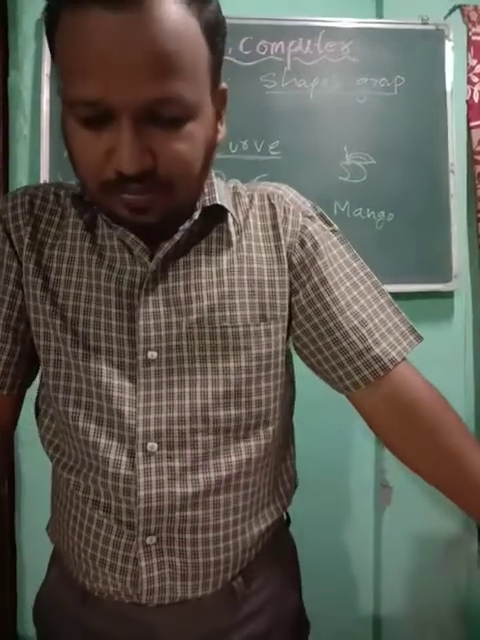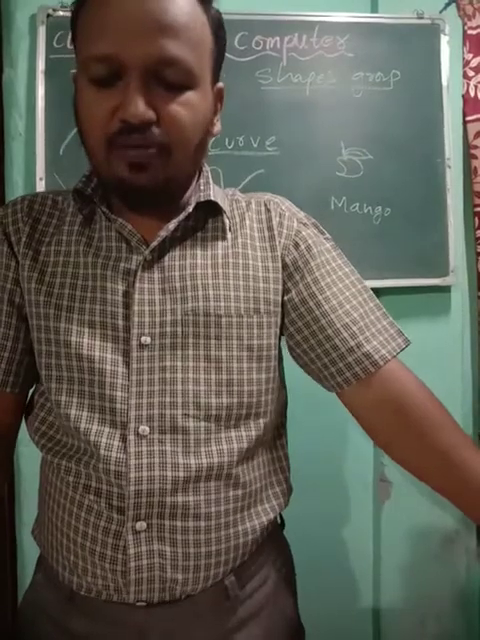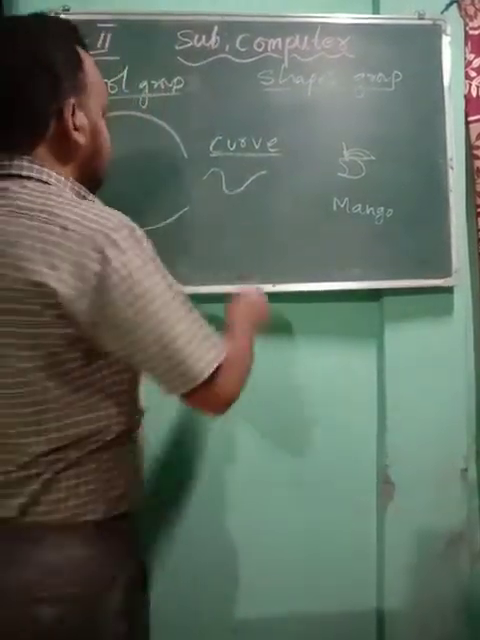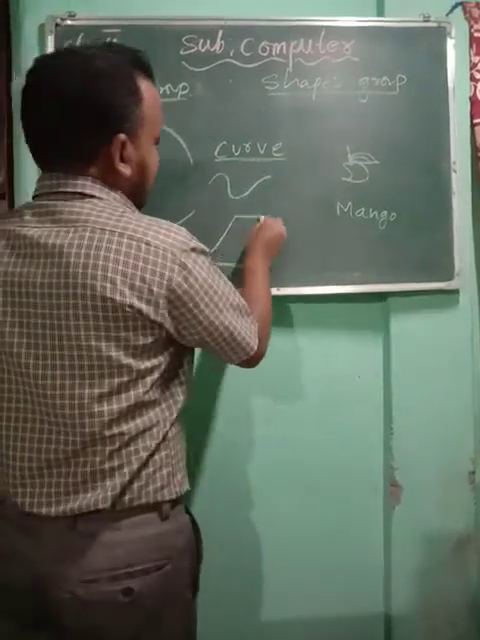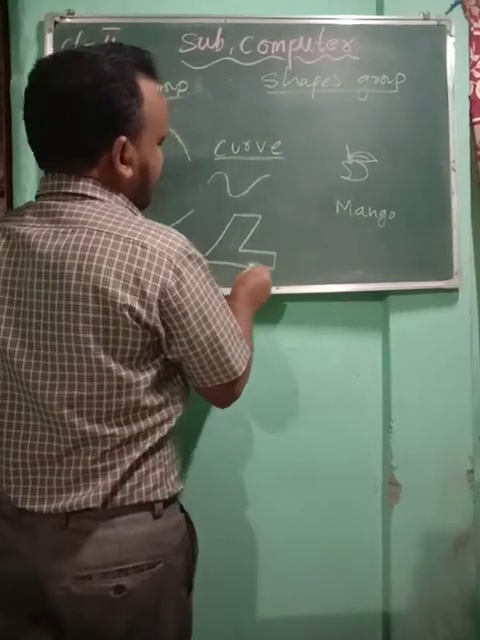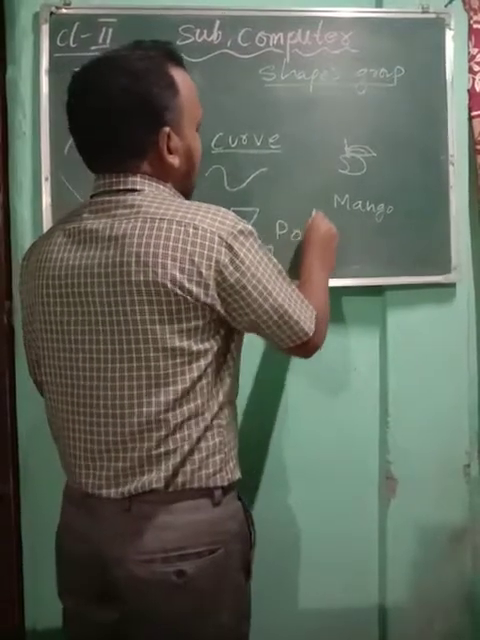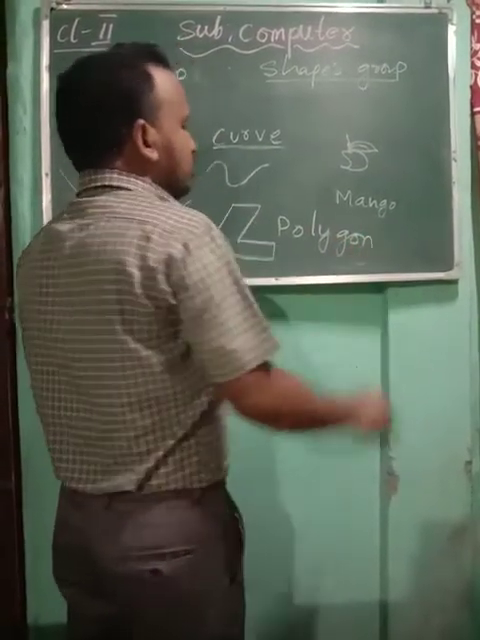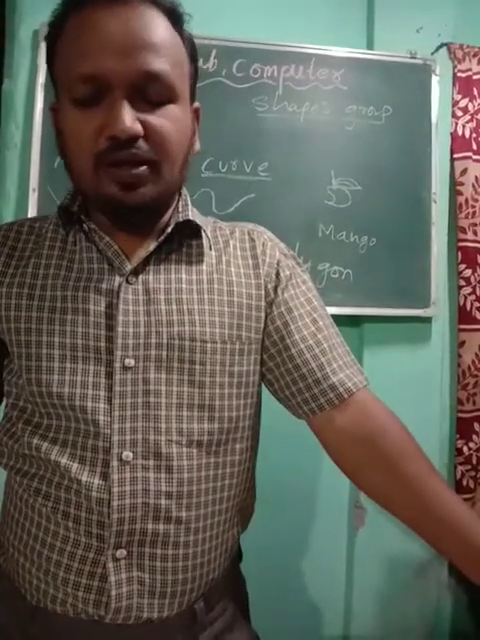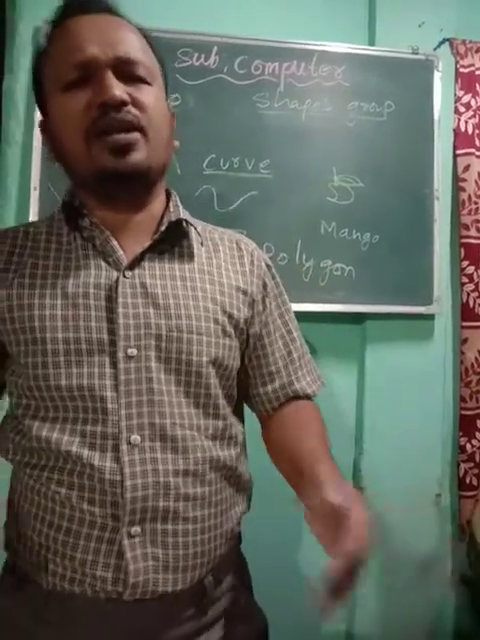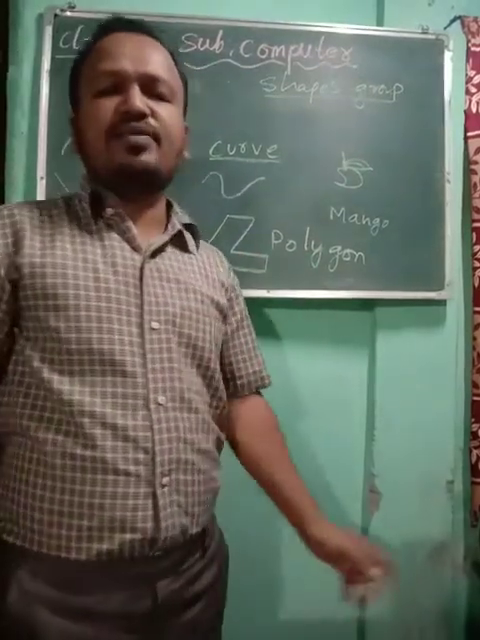After that you have polygon. Polygon is used to draw closed plane figures bound by straight lines. With the polygon you can draw a closed plane figure by straight lines. Any figure you want to make, any house and so on, you can use this polygon for making different types of drawing.